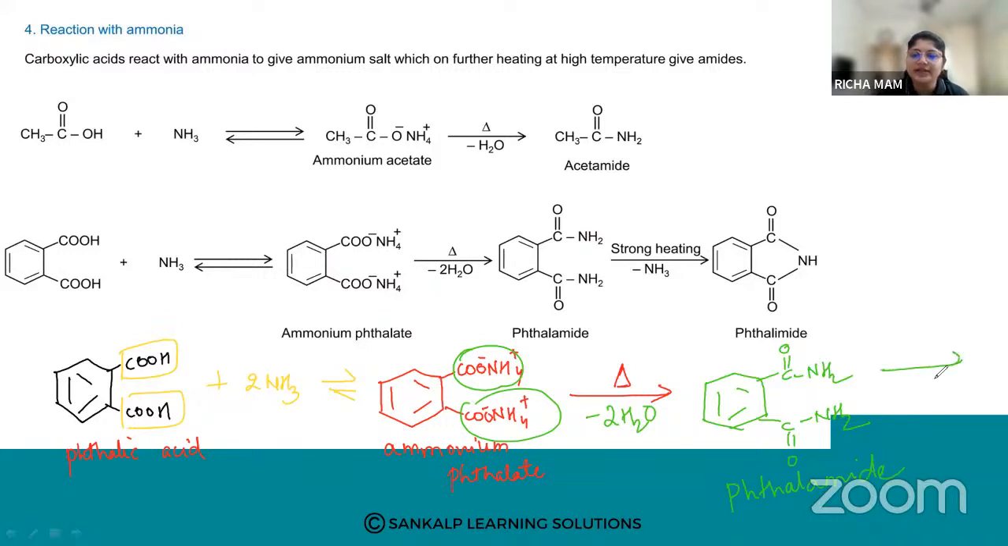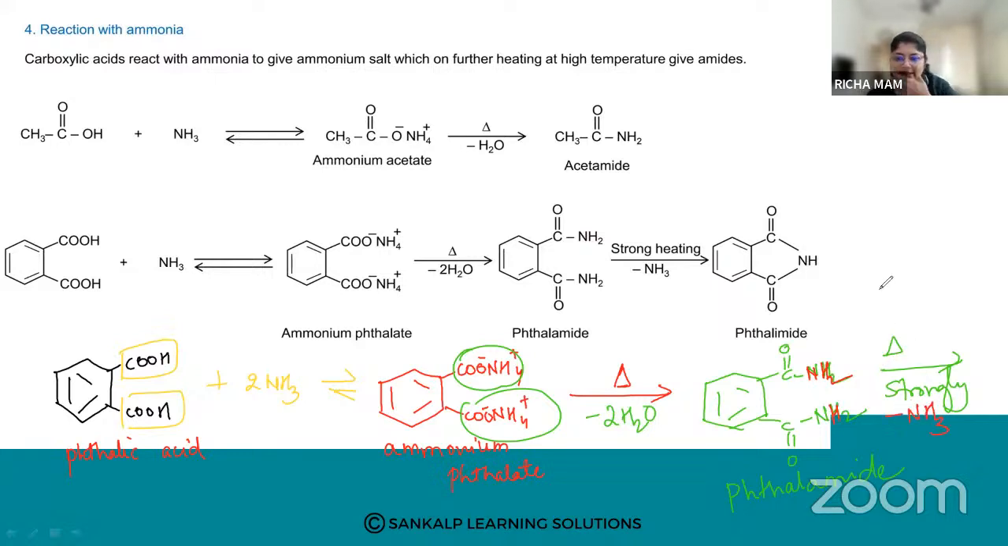Now this phthalamide, if you heat it strongly, what you are going to get? From here, your NH3 will go. So from here one NH2 and here one H. So from here one H will go. So it is minus NH3.